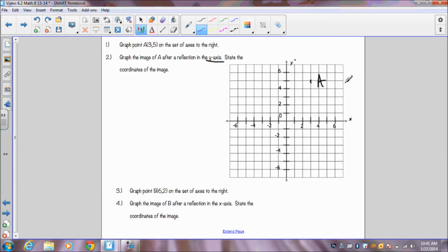So this point right here is my new A value. Because this is the new A value, I have to call it something different. I'm not allowed to call this A. So I'm going to call this A prime, because that means that it's the image or the new picture of A after I did the reflection in the y-axis. Then it says to state the coordinates of the image. So I'm going to write down that A prime, again because it's new, is (-3, 5), because I went to the left 3, and +5.